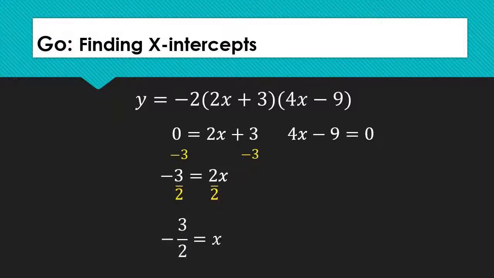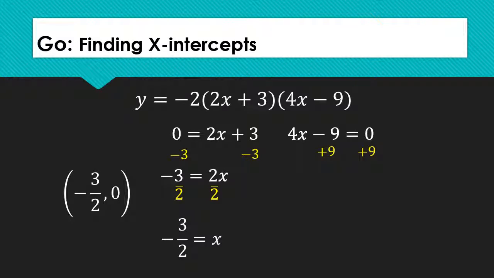And we're left with negative 3/2 equals x. Notice the numerator is the second term in that linear factor from the original equation, and the denominator is the coefficient to the x in that original linear factor. Also notice that, like the last example, it's the opposite sign of the second term. That ordered pair for the x-intercept would be (-3/2, 0). That's where the function would cross the x-axis.